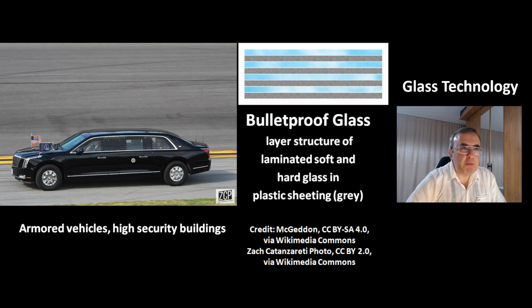This picture at the top right shows you the structure of bulletproof glass. That's a layer structure of laminated soft and hard glass in plastic sheeting. In this picture, the gray material. And the soft glass is as important as the hard glass because the soft glass gives this structure elasticity. And bulletproof glass is used for armored vehicles and in high security buildings like, for example, embassies.